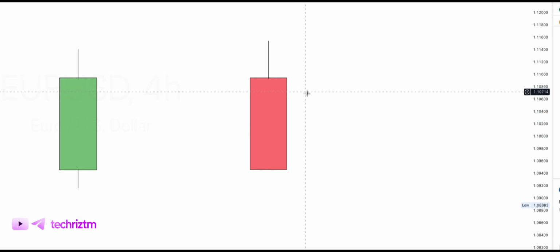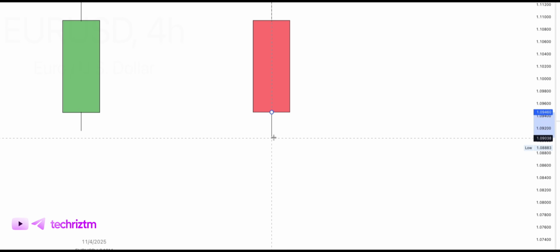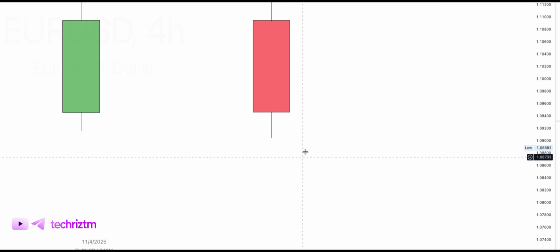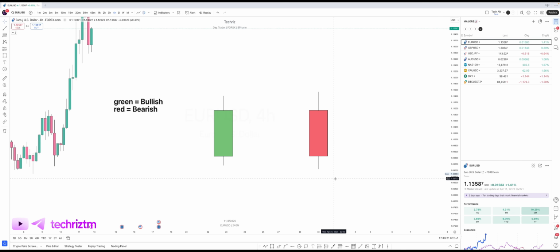Now, we are going to be talking about candlestick anatomy or candlestick structure. When we say anatomy, we mean the structure, right? Those who study anatomy in school, you're studying the structure of the human body. So we're going to be studying the structure of a candlestick. What makes up a candlestick? What makes a candlestick a candlestick?